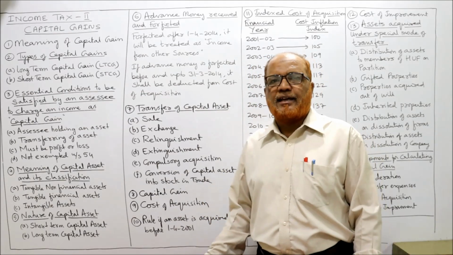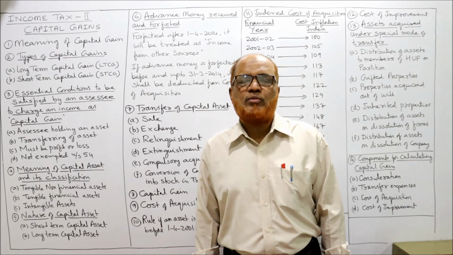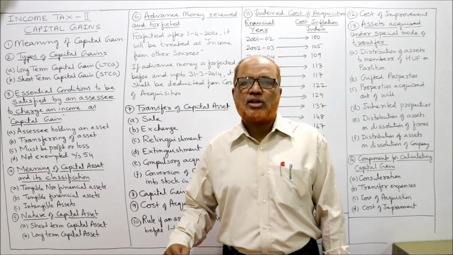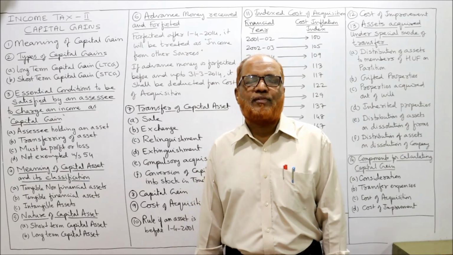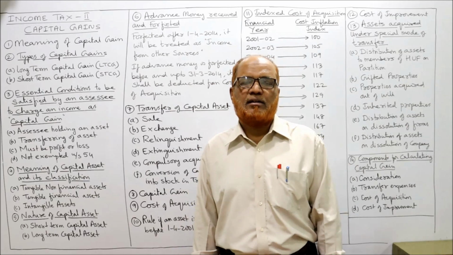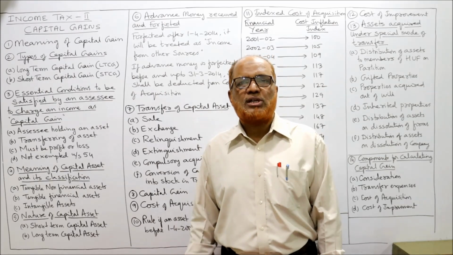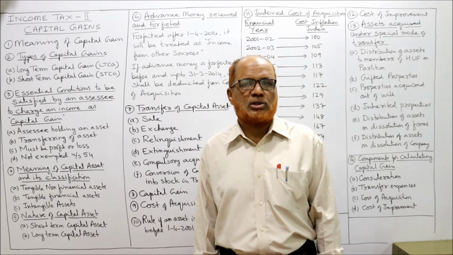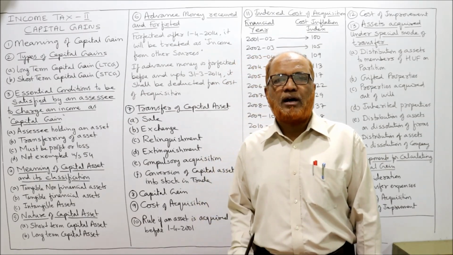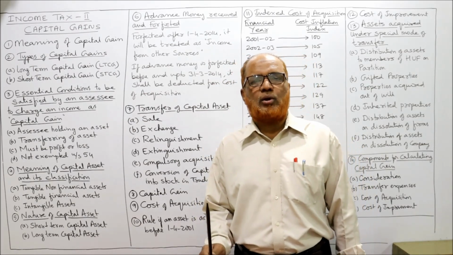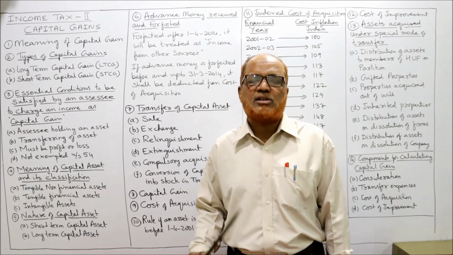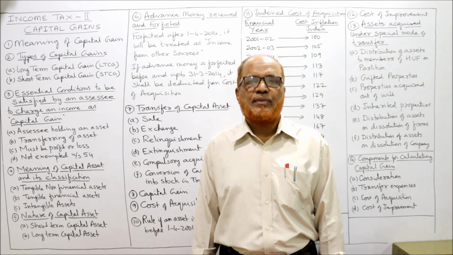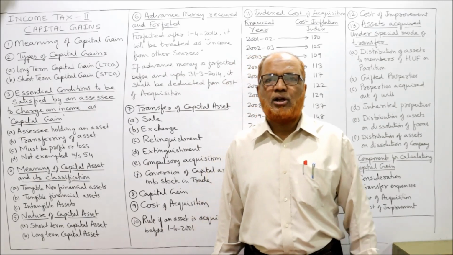So capital gain is the difference between consideration received and the cost of acquisition. If the consideration received is more than the cost of acquisition, there is capital gain. If cost of acquisition is more than consideration received, there is a capital loss. So simply remember the formula: capital gain is equal to consideration received minus cost of acquisition. If you get a positive value, it's capital gain. If you get a negative value, it is capital loss.